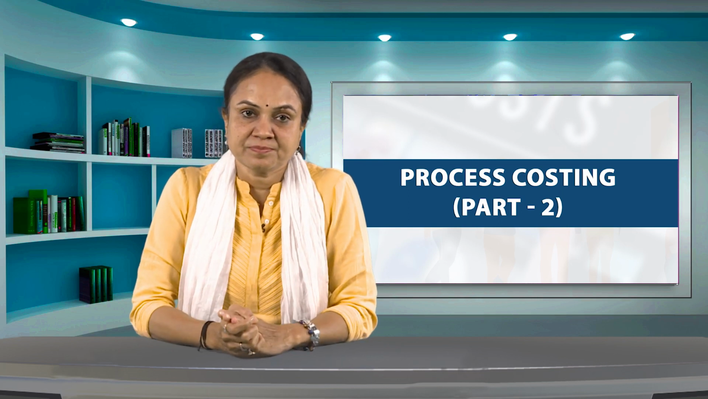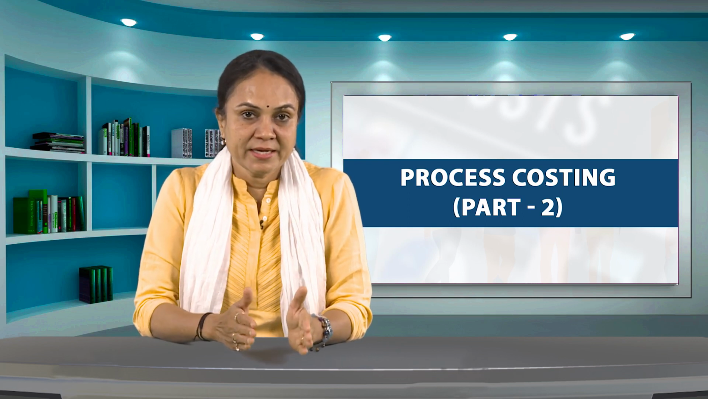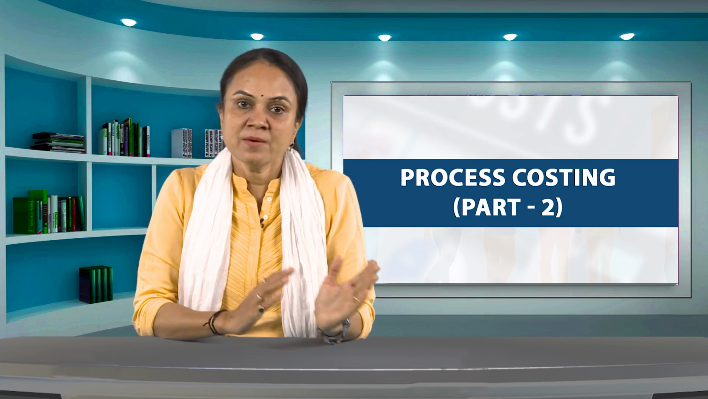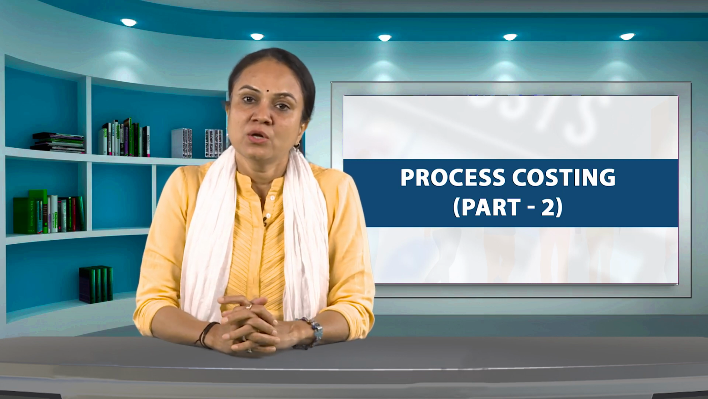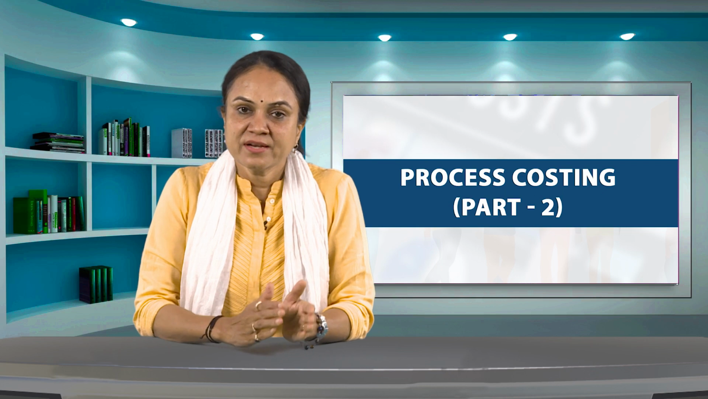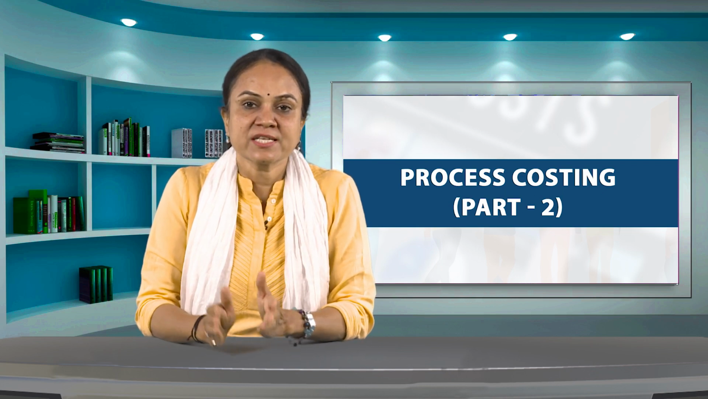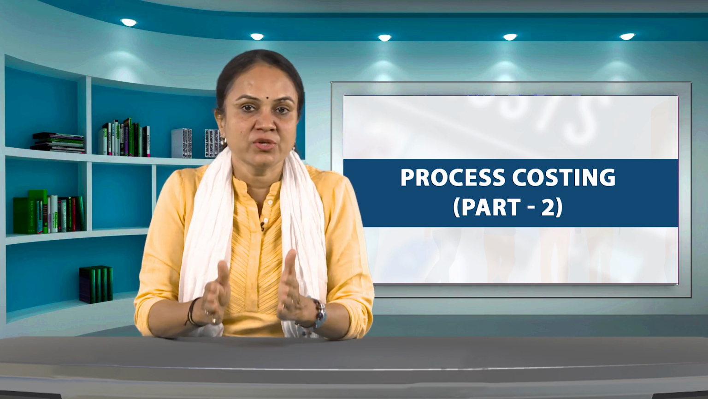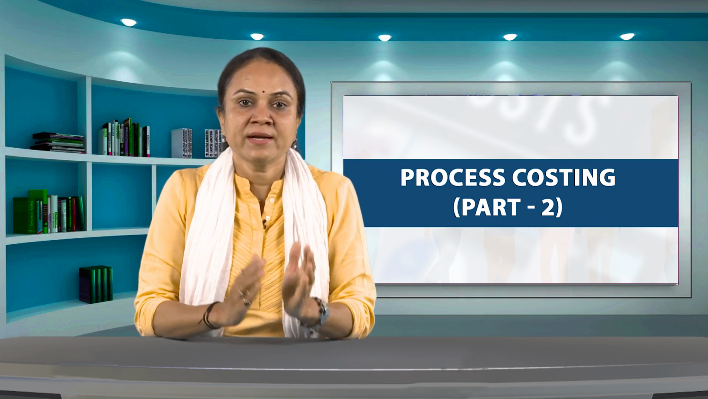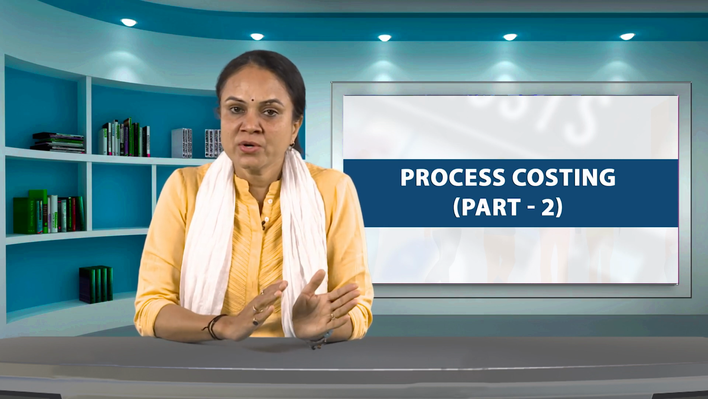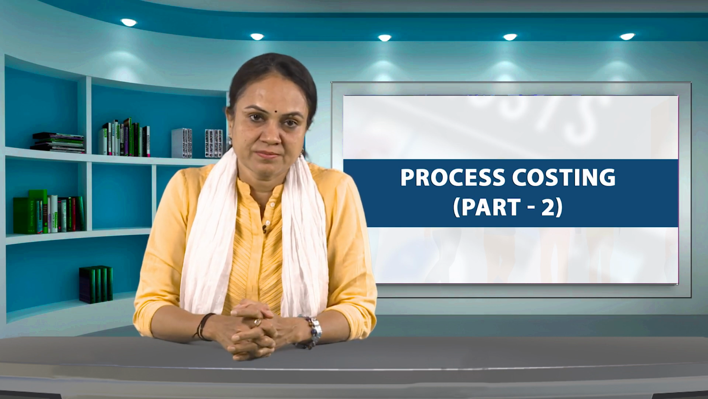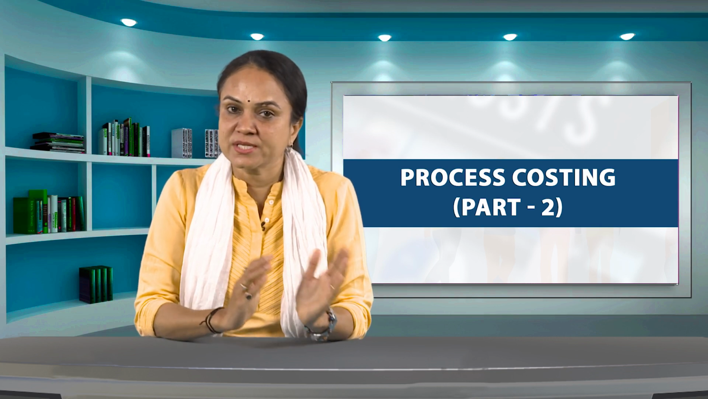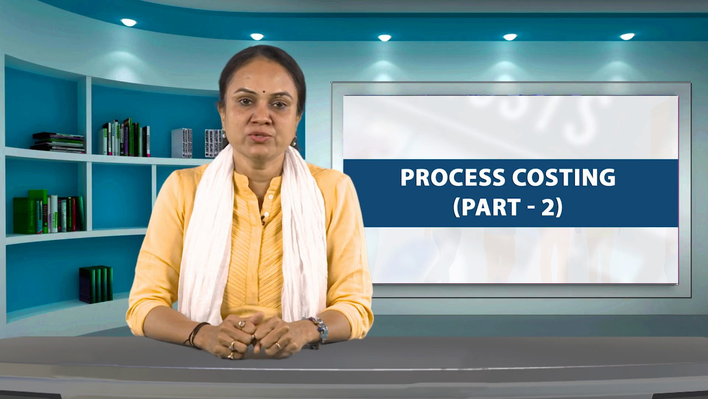Illustration number 3. X Company Limited introduced 10,000 units at rupees 8 per unit in a process during the month of April 2024. The wages were rupees 40,000 and the overhead expenses were rupees 17,000. The normal loss is 10% of the units introduced and is sold at rupees 2 per unit. Actual production is 9,300 units. On this basis, we calculate the cost of production of that process per unit. Let us prepare the solution.